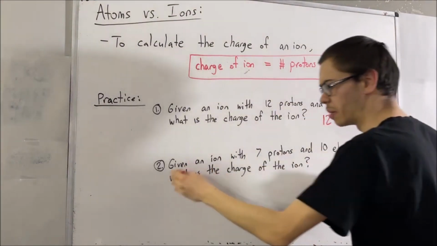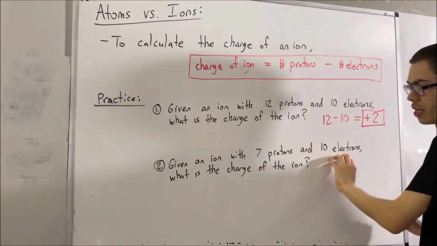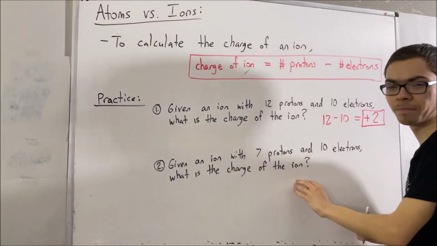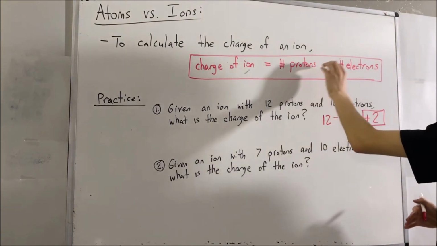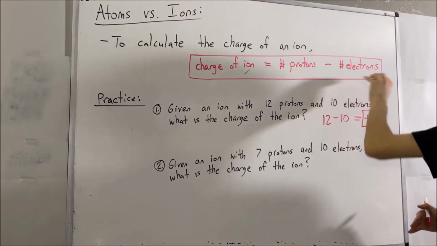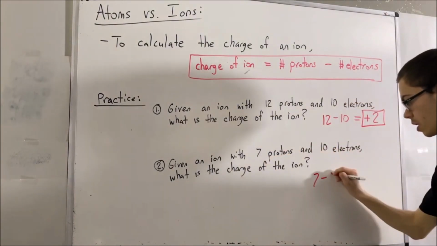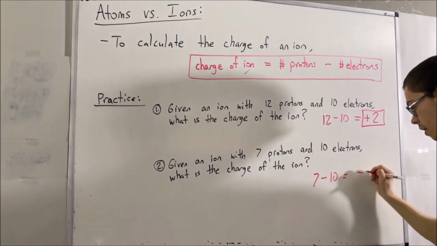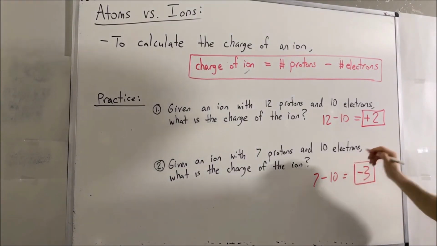Now let's look at number 2. Given an ion with 7 protons and 10 electrons, what is the charge of the ion? Well, again, all we have to do is take the number of protons and subtract it by the number of electrons. So really we have 7 protons minus 10 electrons. This gives us negative 3. So the charge of our ion is minus 3.